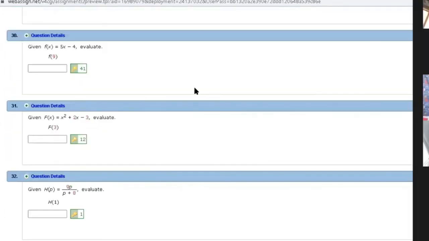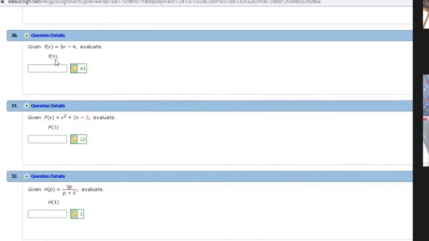All right. For 30 through 32, we talked about objective 9. Here we are basically evaluating again, but we talked about function. So here you will see the notation a little different. We have the f of x in number 30, which is saying that it's a function of x. So f is the function of x. So where they say f of 9, they basically are saying that x equals 9, and they want us to plug that into the function.